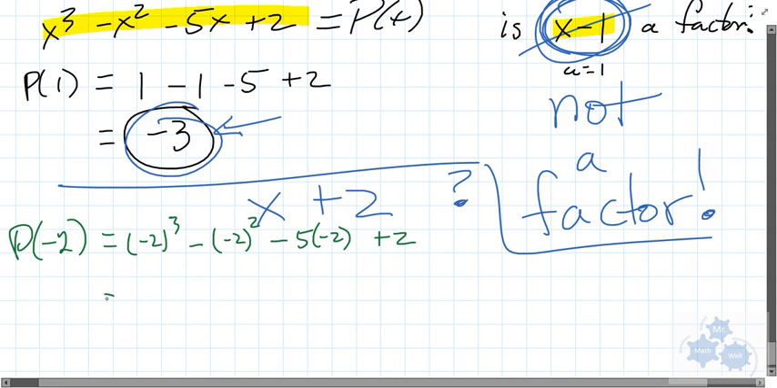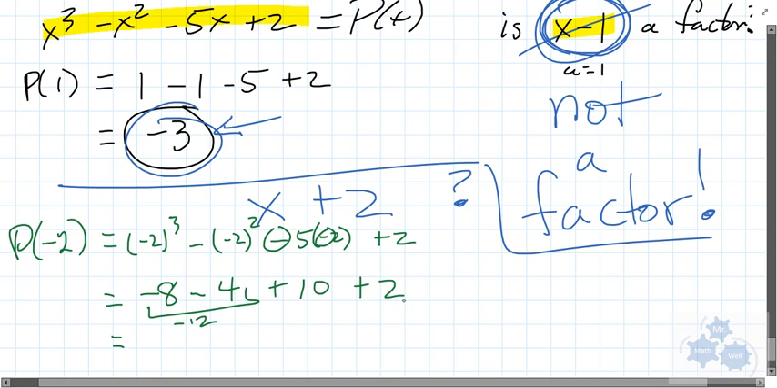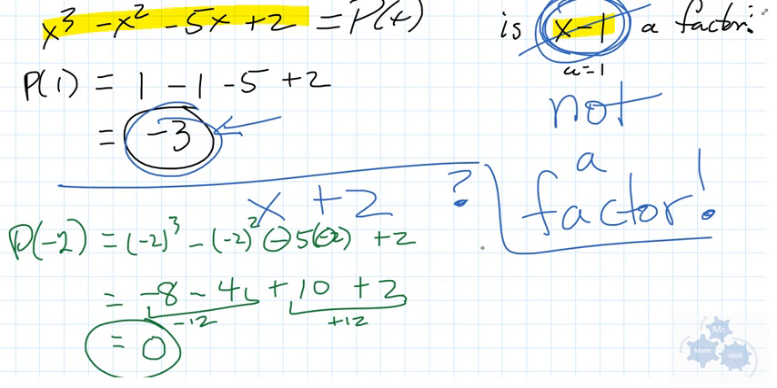So if we evaluate this now, negative 2 cubed is what? Negative 8, very good. Negative 2 squared is positive 4, so we're subtracting positive 4. This is negative and a negative, so that's going to be positive 10, plus 2. So what do we get? We get negative 12, and this is positive 12. So we add those up, we get a remainder of 0. Ta-da! 0. Hey, our friend, 0.